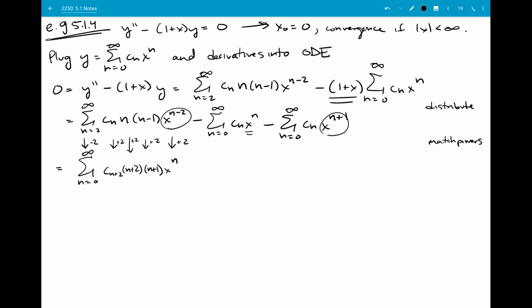And we can check real quick that this makes sense. So originally, our first term would be x to the 2 minus 2, which is 0, times 2 minus 1, which is 1, times 2, times c sub 2. That's our first term when we plug in n equals 2. Now our first term is when we plug in n equals 0. So that's going to give us x to the 0 times 0 plus 1, which is 1, times 0 plus 2, which is 2, times c sub 0 plus 2, which is c sub 2.